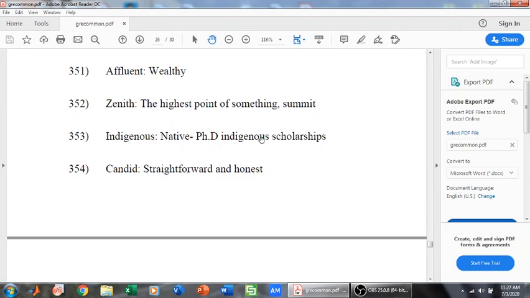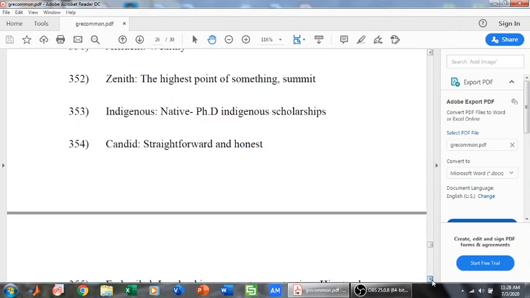Indigenous means native. Indigenous means not foreign. For example, PhD indigenous scholarships. So one is the PhD foreign scholarships, one is PhD indigenous scholarships, which originate in the same area or same country. Candid means straightforward and honest.